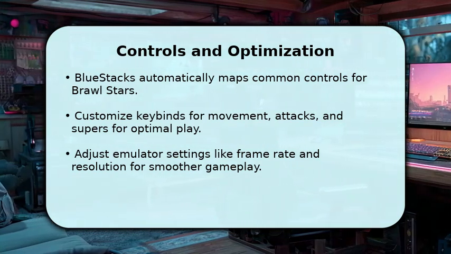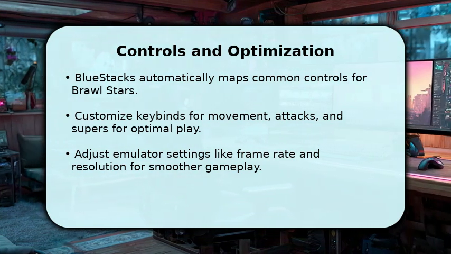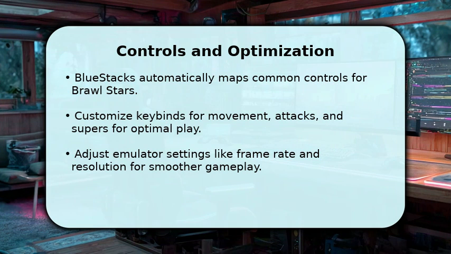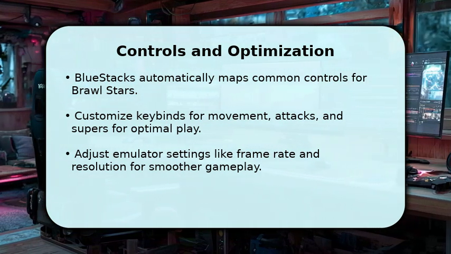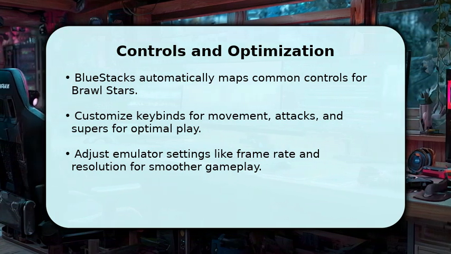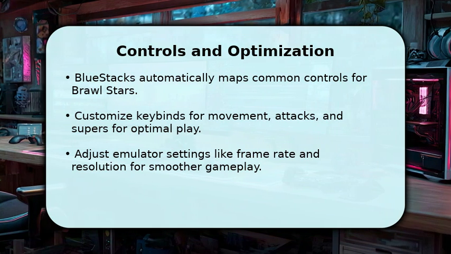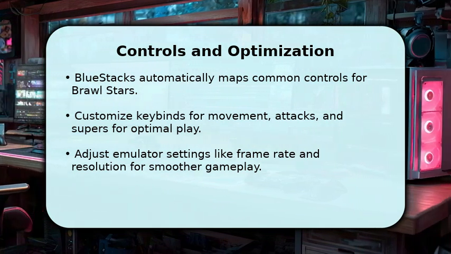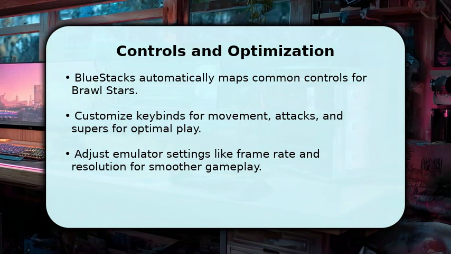BlueStacks typically provides default keyboard and mouse mappings for popular games like Brawl Stars, allowing you to start playing immediately. However, for a truly personalized experience, you can customize these keybinds to your preference. Additionally, explore the emulator's settings to adjust frame rates, perhaps to 60 frames per second, and resolution for optimal visual quality and smoother gameplay.